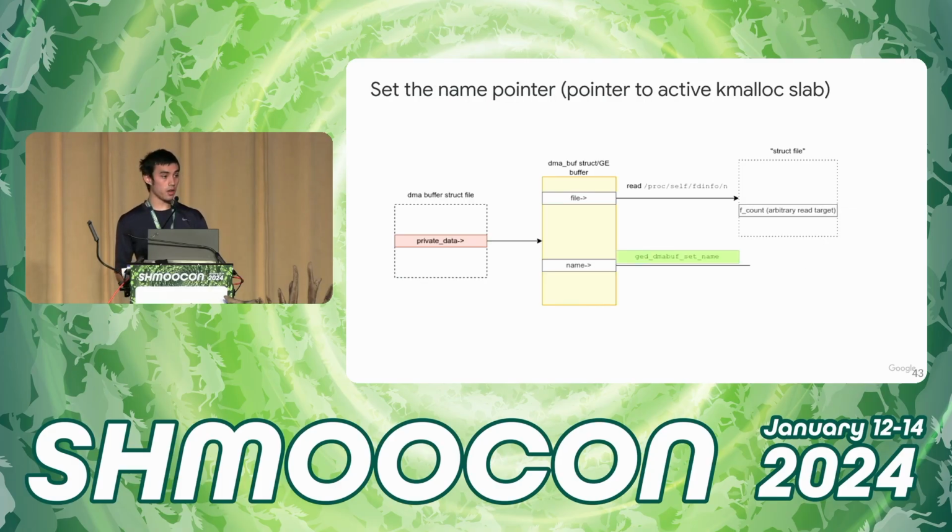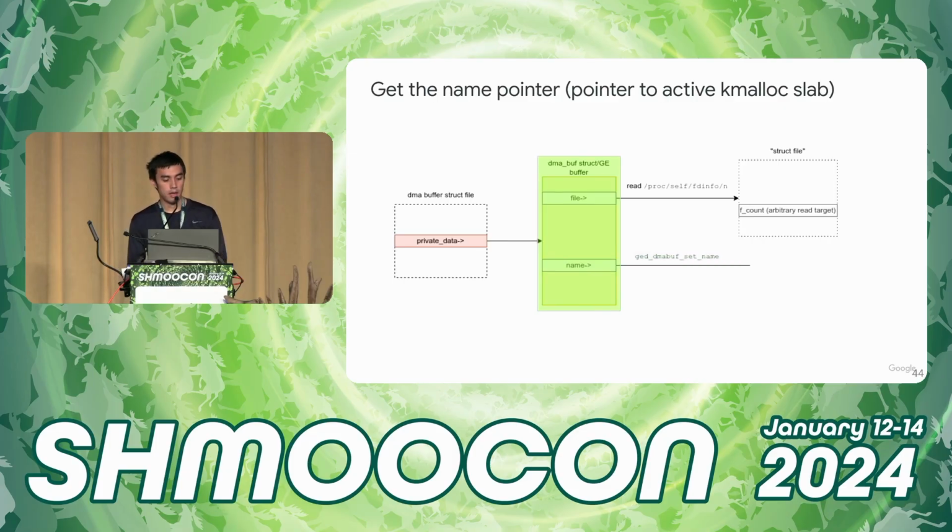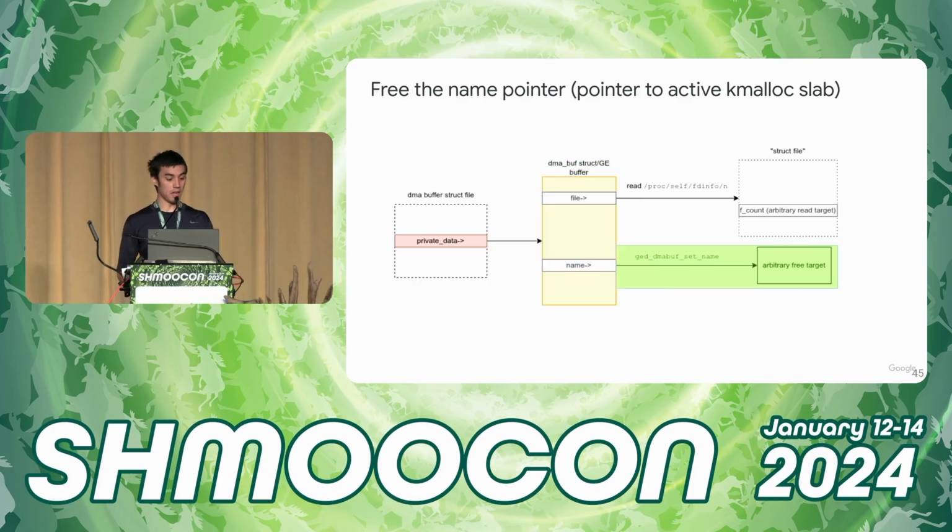So first, to explain the strategy again, I'm going to set the name pointer. That's just going to set it to an arbitrary location, and I think it's kmalloc 32. I would need to check. Then I'll get the name pointer because it's just in the GE buffer now. Easy. And then I will free the name pointer by calling GED DMA buff set name again. And now I have a pointer to the active kmalloc slab, except that that chunk is freed.